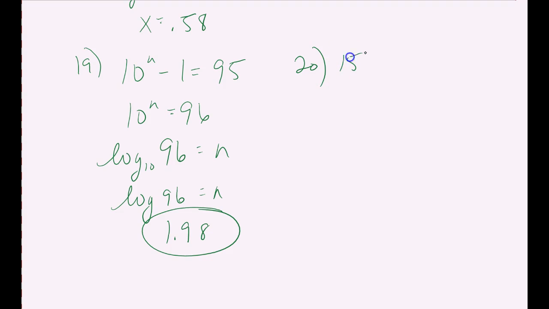And number 20. I'm going to go ahead and subtract the 3 to the other side. So what is that going to be, a 58? 61 minus 3, yeah, 58. So it's going to be log base 15 of 58 equals m. And there she is, log of 58 divided by log of 15. And I'm getting, it's going to round to 1.5.